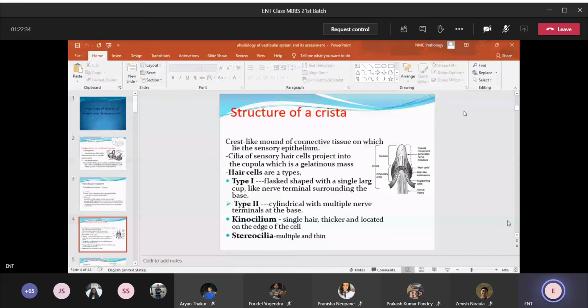The kinocilium is single, thicker and located on the edge of the cell. And stereocilia are multiple and thin.